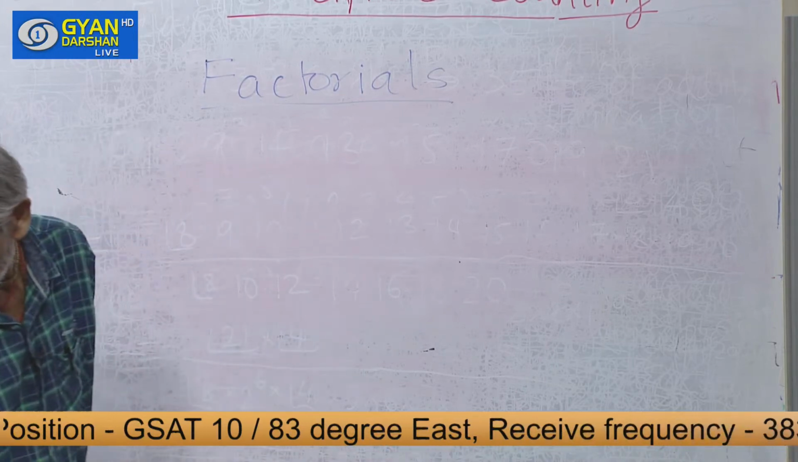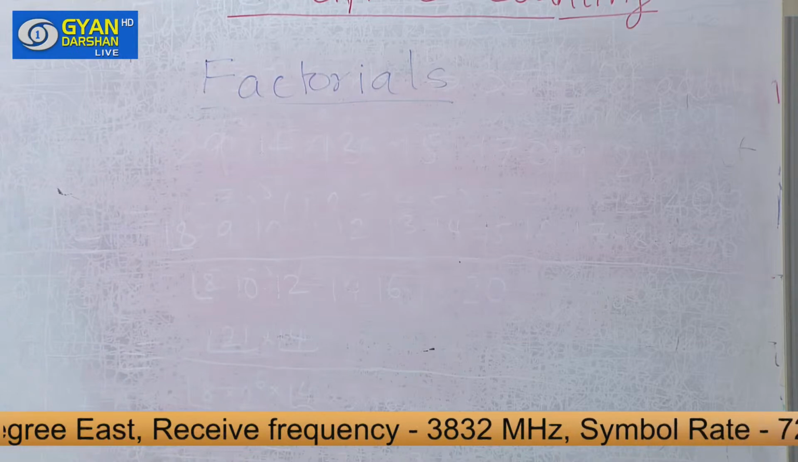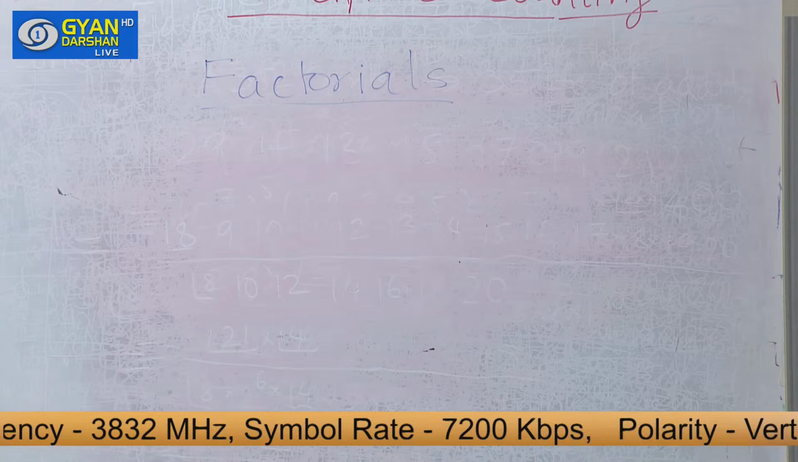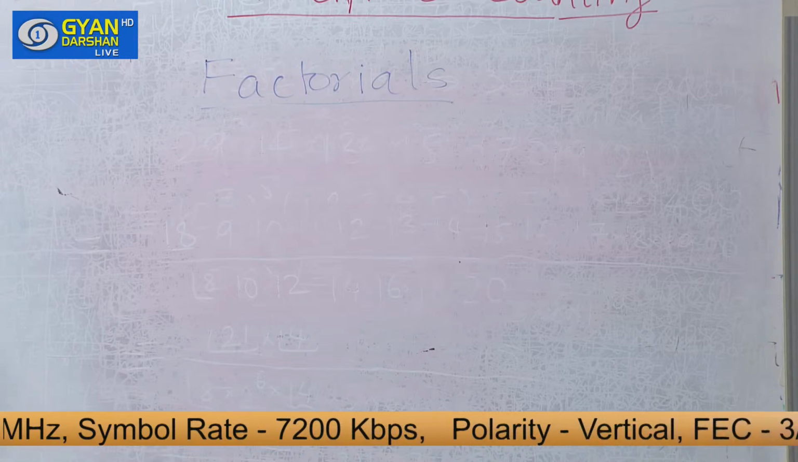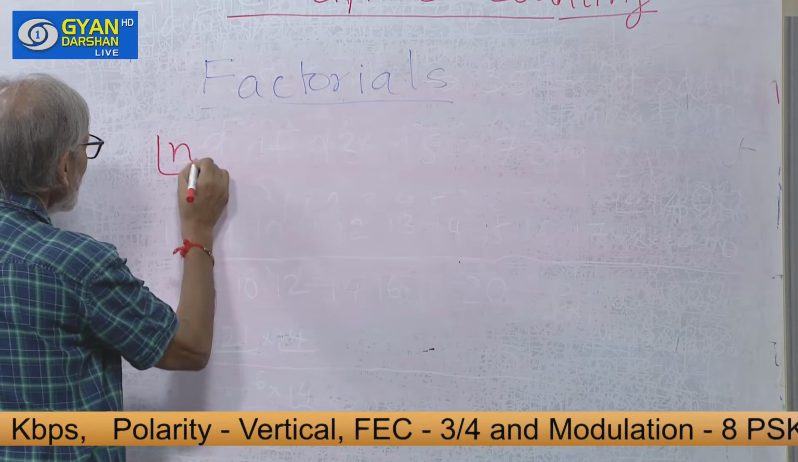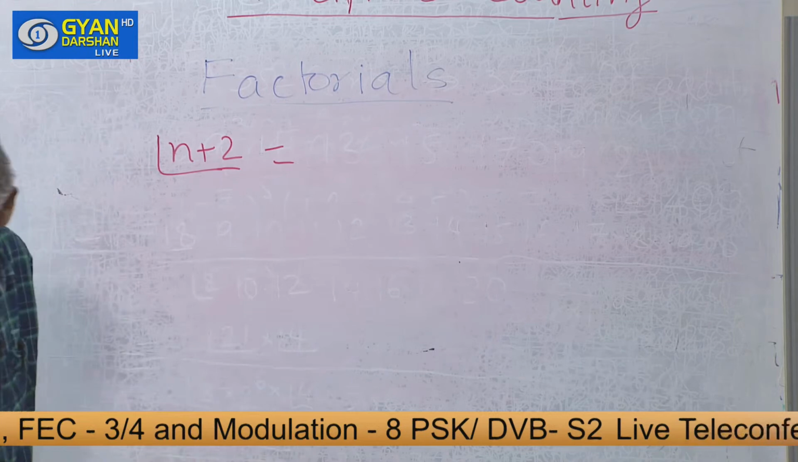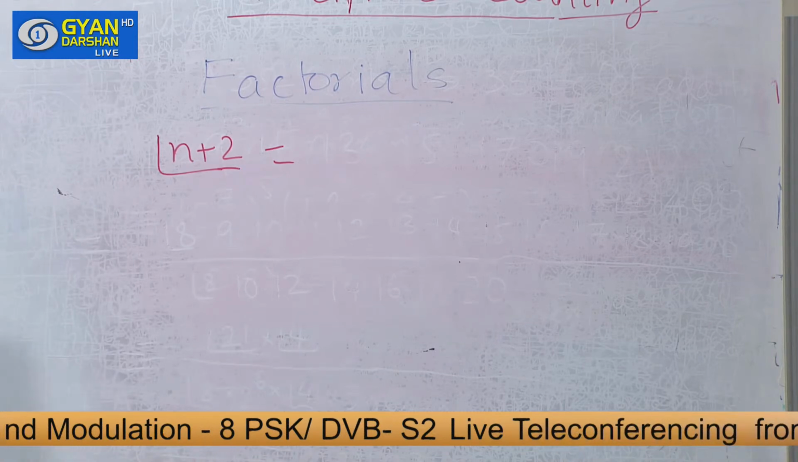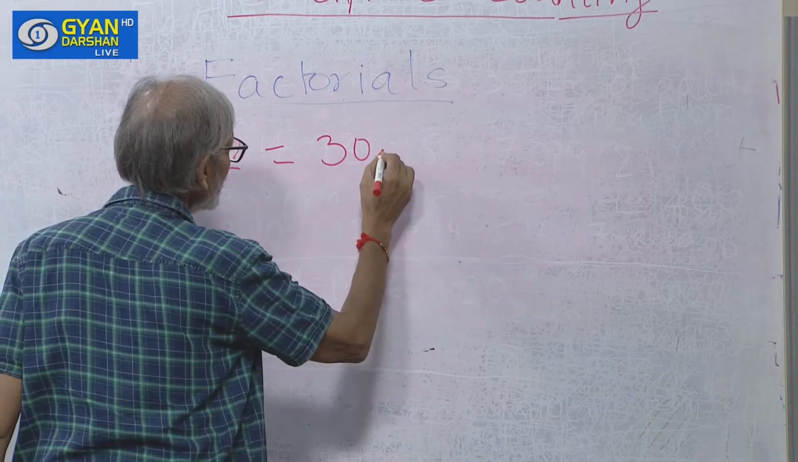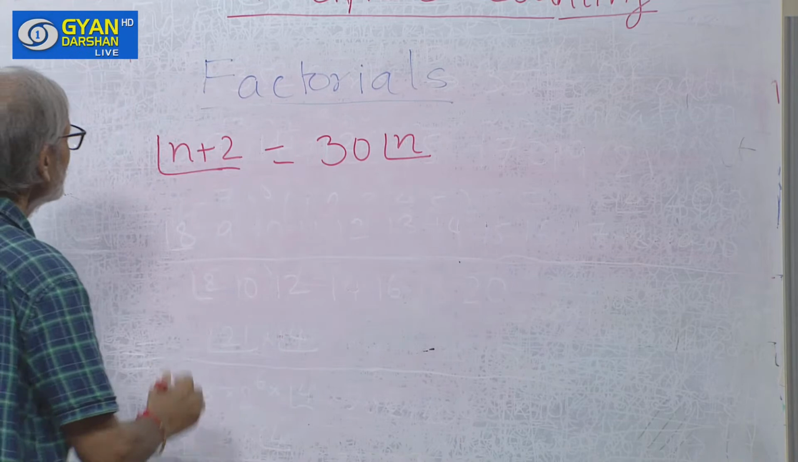Now, suppose you have to solve a problem where it is given that (n+2)! is equal to 30 multiplied by n!. How will you solve it?